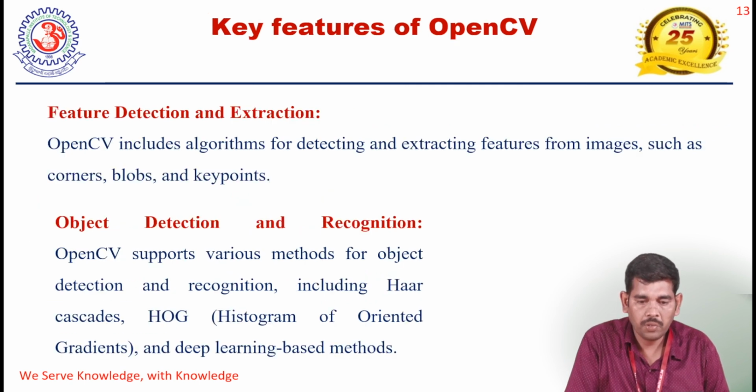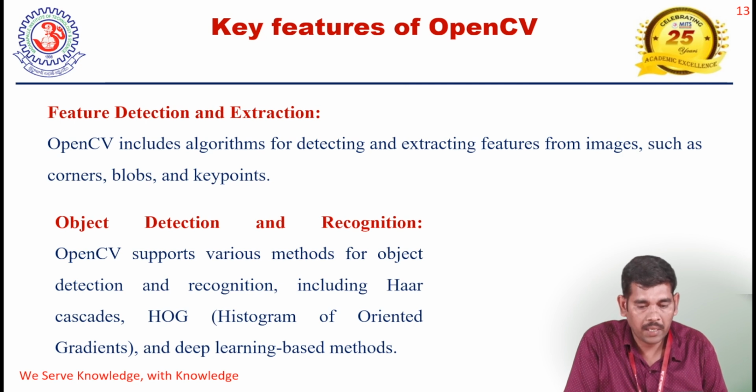The next feature is feature detection and extraction. OpenCV includes algorithms for detecting and extracting features from images, such as corners, blobs, and key points. The next is object detection and recognition. OpenCV supports various methods of object detection and recognition. Object detection is nothing but just detecting any one object. Recognition means that for the detected object, you have a description. It's called object recognition.